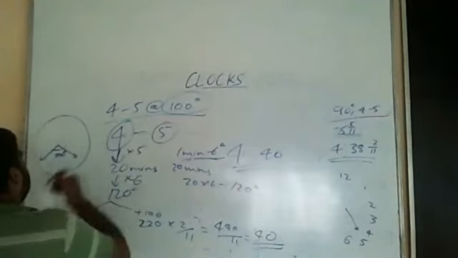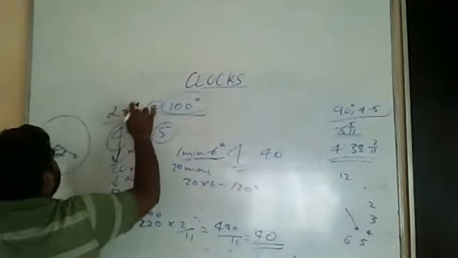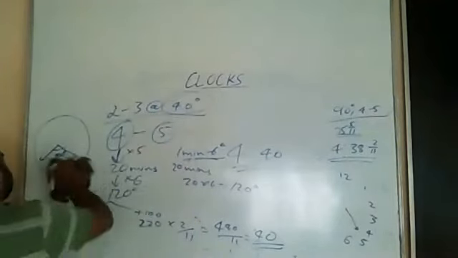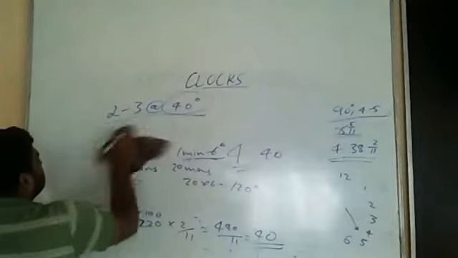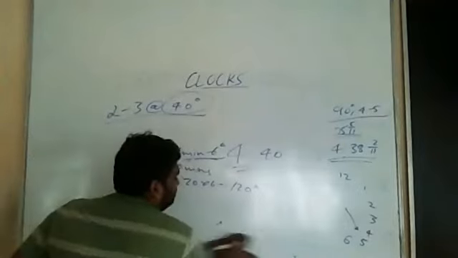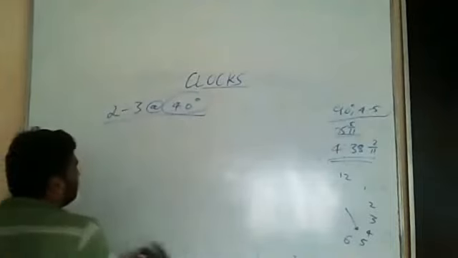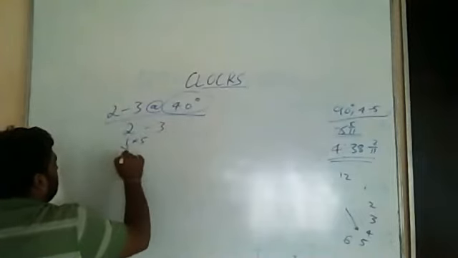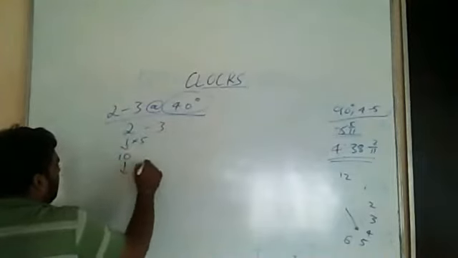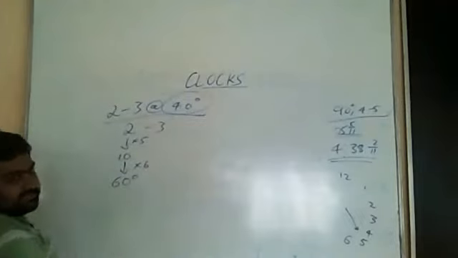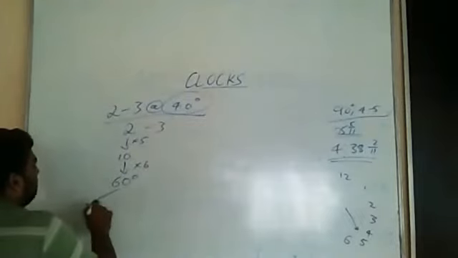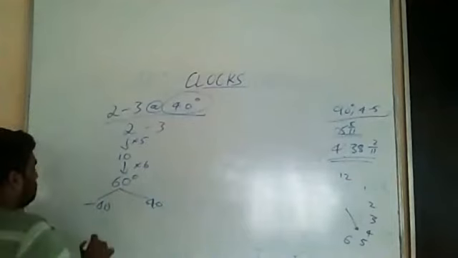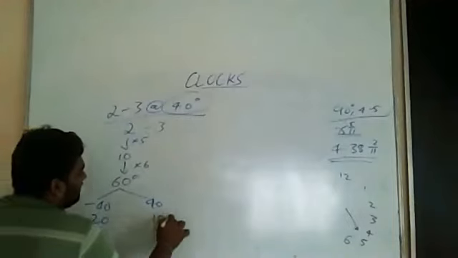If I change this to, we'll practice one more. If I change this to 2 to 3 at 40 degrees, then what will you do? You will just take 2 to 3, multiply this by 5, you get 10. This is in minutes. You multiply it by 6, you will get 60. This is in degrees. From this, you subtract 40, you add 40. Correct?